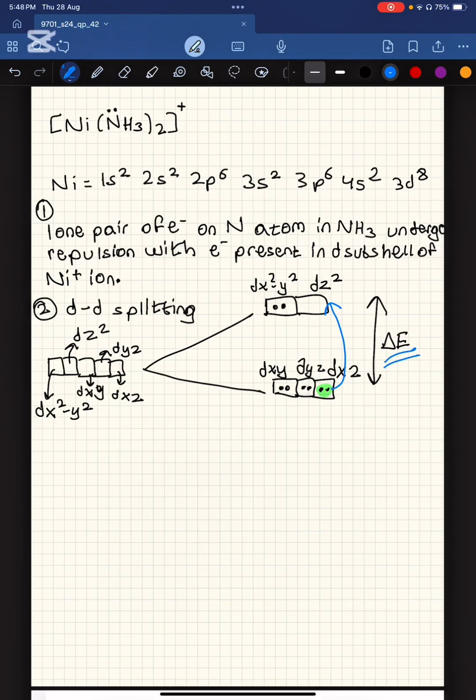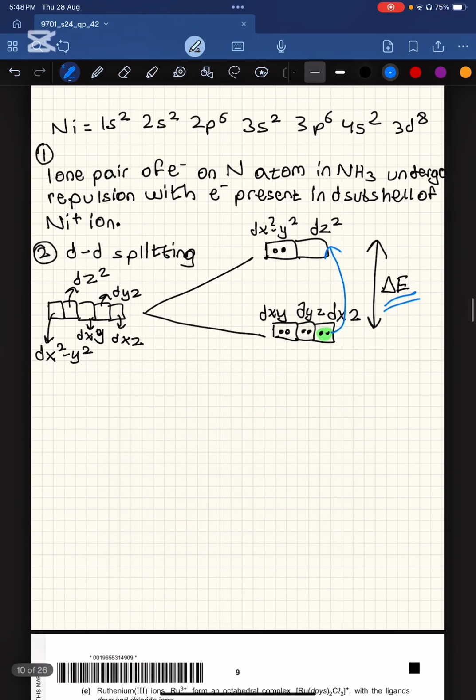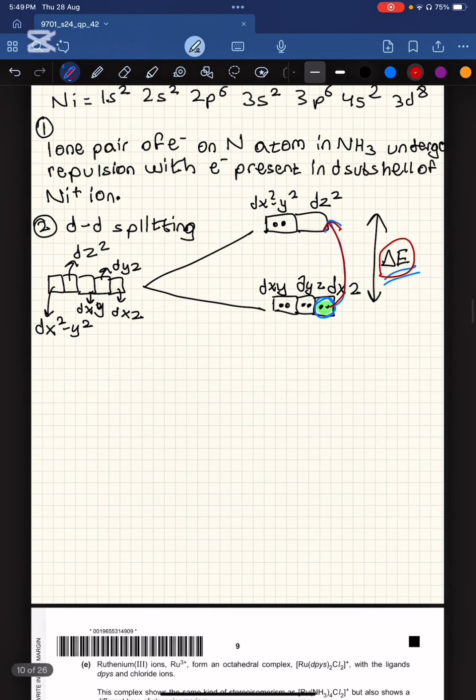It should be equivalent to delta E, which means that these electrons need to gain some energy from somewhere. We don't know right now from where. The energy which they gain should be equal to delta E in order for them to jump from a lower energy orbital to a higher energy orbital. The point is, where does this energy come from? This energy comes from particular wavelengths of light. And this is where the concept of transition metal complexes having colors comes from.